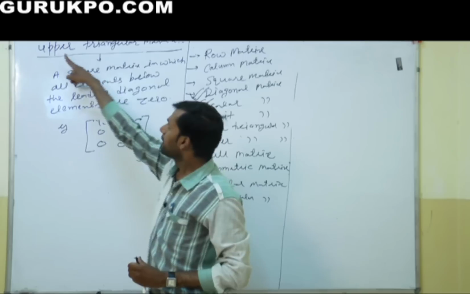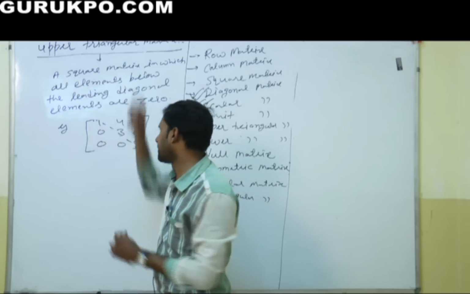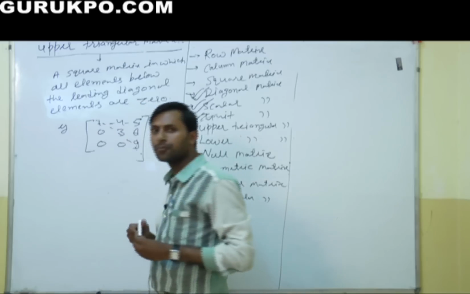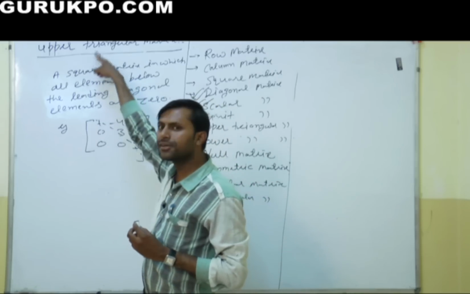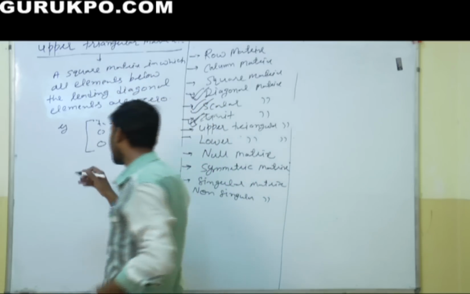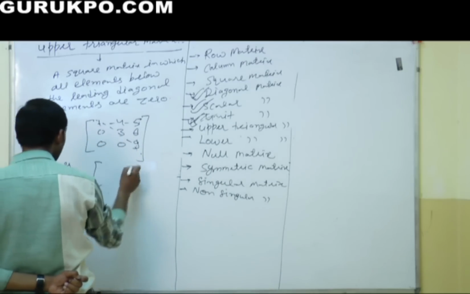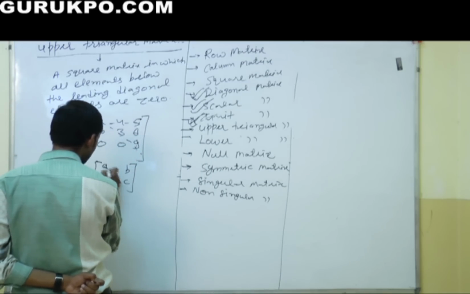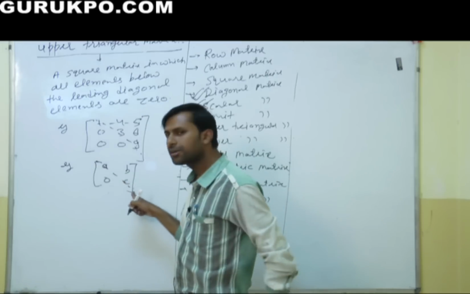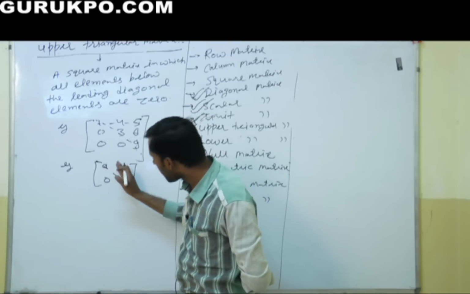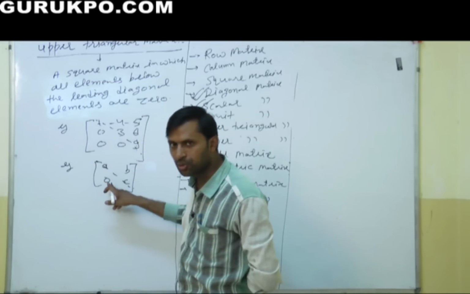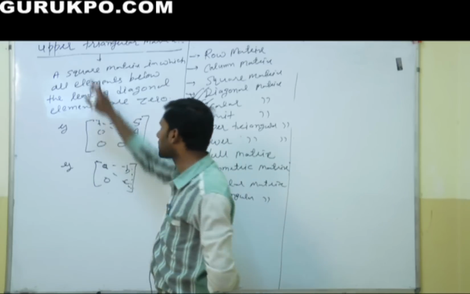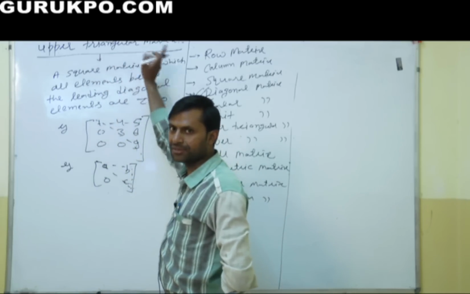Why? Because there is a triangle in the upper portion. So it is known as an upper triangular matrix. Like a second example, a 2 by 2 matrix: a, b, 0, c. This is our leading diagonal. All elements below this are 0. So there is a triangle in the upper portion, and it is known as an upper triangular matrix.